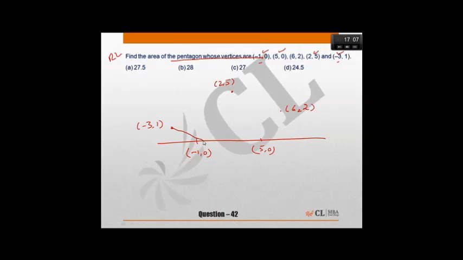Okay, so this is the pentagon which we have. We need to find the area. So how do we do it? This 2, 5. X is equal to 2. So let me look at this one.